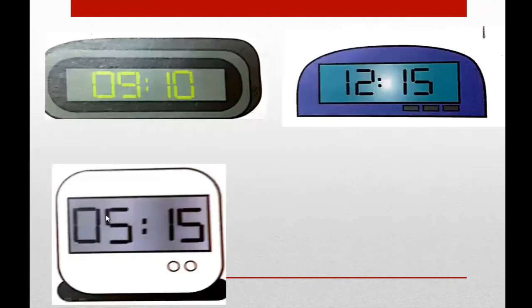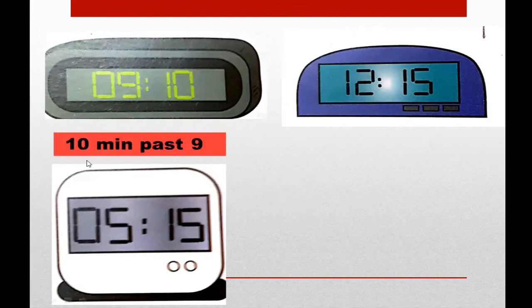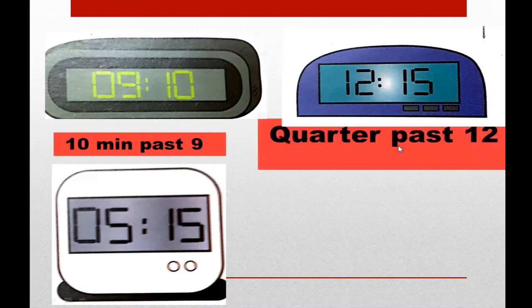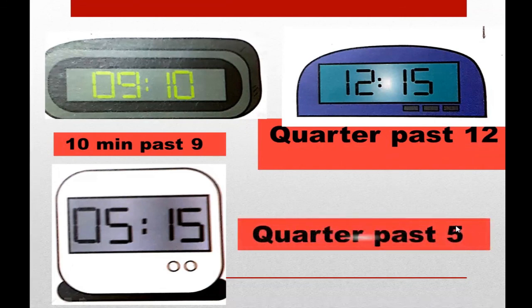Now look here. This is a digital clock. When there is a digital clock, you have to write your time in past and to. Now here 10. So we write the minutes first. 10 minutes past 9. That means 10 minutes past 9 o'clock. Here 12:15. So you write quarter past 12. That means a quarter of an hour past 12 o'clock. Again 5:15, quarter past 5. So this is the way you read the time in past and to.